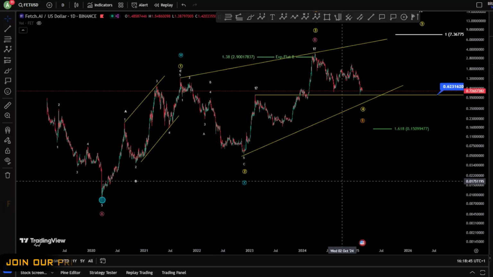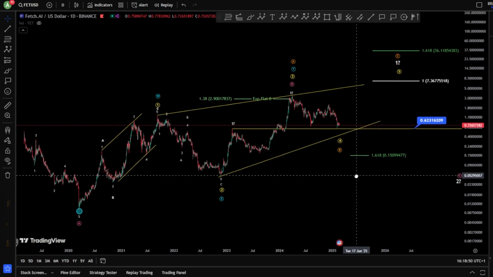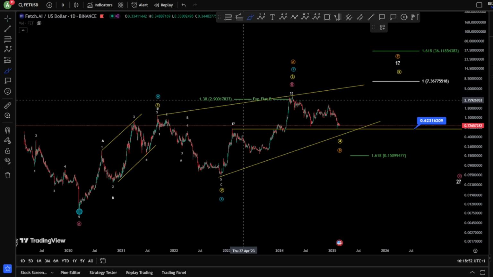Hello everyone, welcome to a new video for FET price prediction based on Elliott Wave analysis. And starting on the daily chart for a quick overview between bullish and bearish scenario.